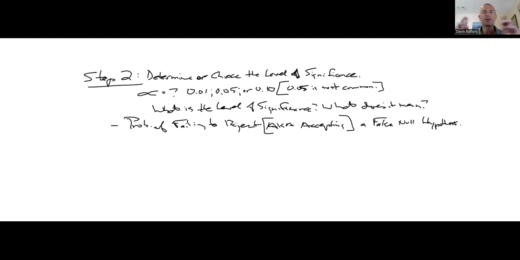But you run this whole hypothesis test. You do everything correctly. You don't say 2 plus 2 is 5. You say 2 plus 2 is 4, right? You do everything correctly. And it turns out you're still wrong. The probability or the likelihood of that occurring, that's what alpha is. Alpha, the level of significance, is the probability of failing to reject a false null hypothesis. That's step 2. You choose the level of significance. As I mentioned, 0.05, most common one by far. Okay. Let's go on to step 3 now.